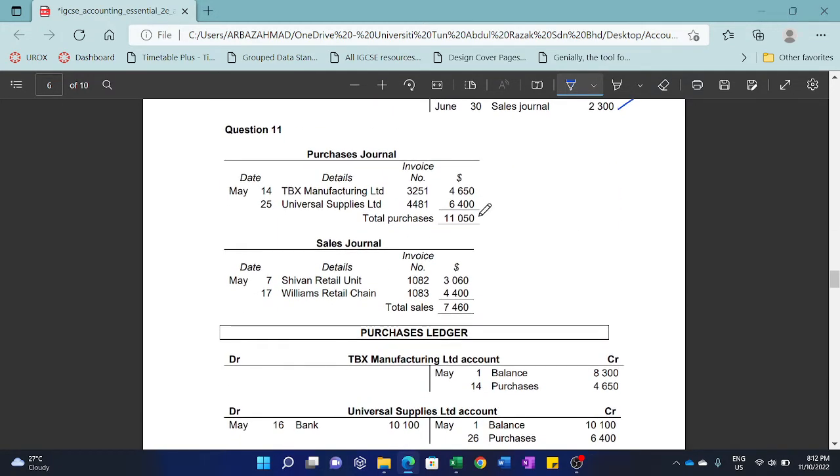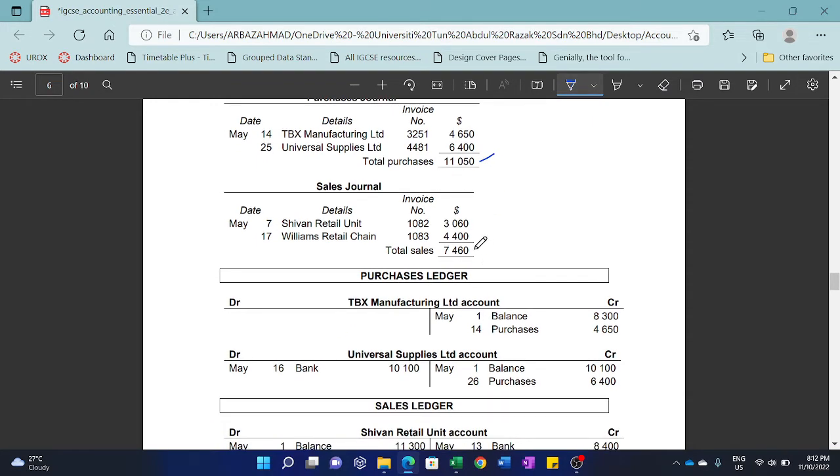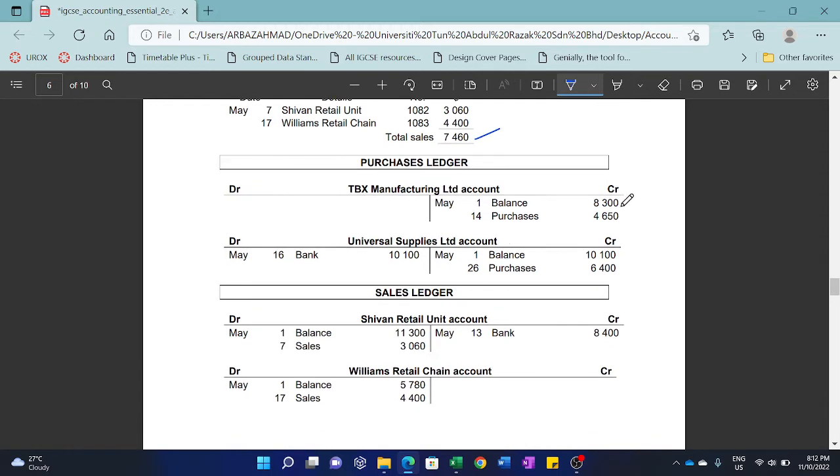Then we have question 11. The total is 11,050, and in the purchase journal the total is 7460. You should be transferring it again here, here, here, here.